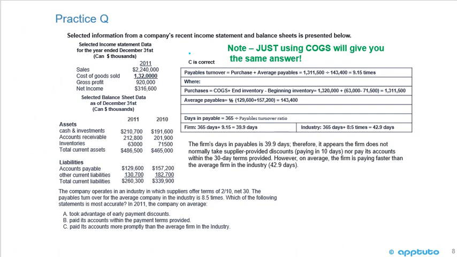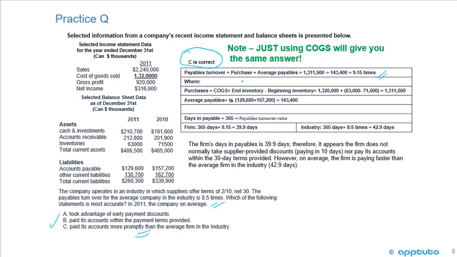Okay, for this one, the C is correct. C is the correct answer. They paid its accounts more promptly than the average firm in the industry. And why? Because we can see that the payables turnover is an average of 8.5 times, but the payables turnover for this company is 9.15 times, so they're paying more quickly.